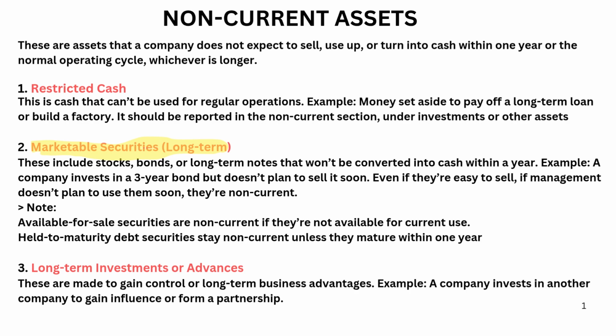Available for sale securities are non-current if not intended for short-term use. Held to maturity securities are also non-current unless they mature within a year.